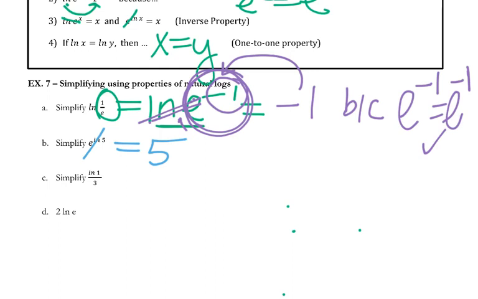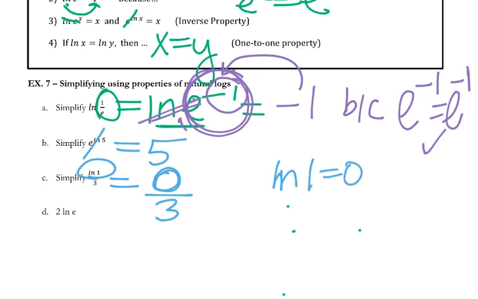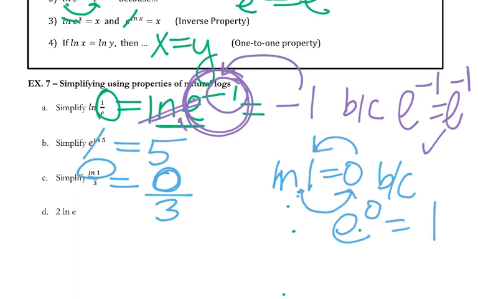Here, simplify the natural log of 1 divided by 3. Well, we know the natural log of 1 equals 0, and then we're dividing by 3. Let's just quickly remind ourselves why the natural log of 1 equals 0. It's because, remember this is a base e, because e to the 0 equals 1. Okay, now coming back to this, 0 divided by 3 is 0. 0 divided by anything is 0.